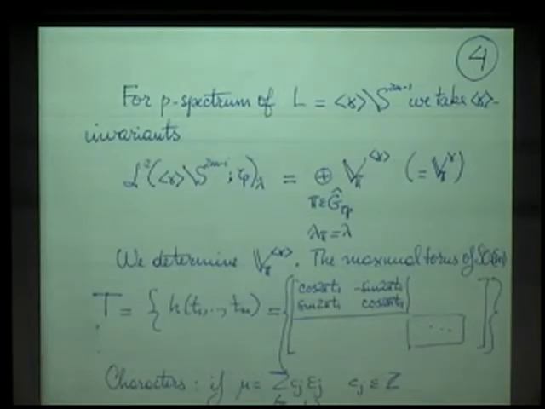So now for the lens space, we need to take gamma invariants. Now the gamma invariants involve taking gamma invariants in the V_pi's. So now we have to do a little calculation.